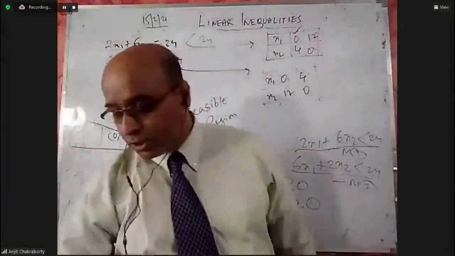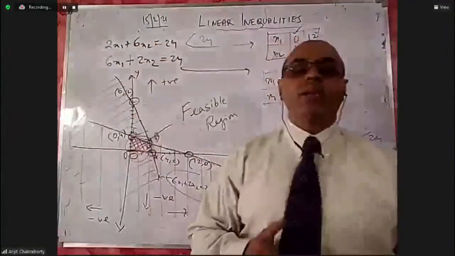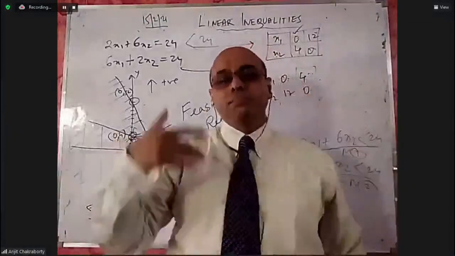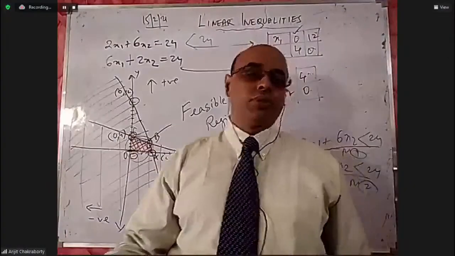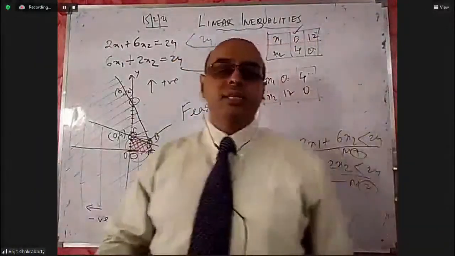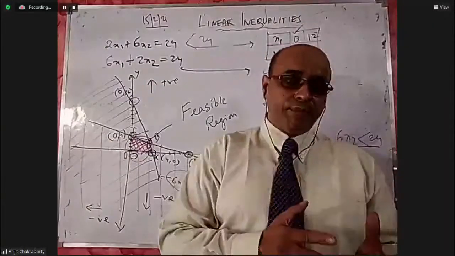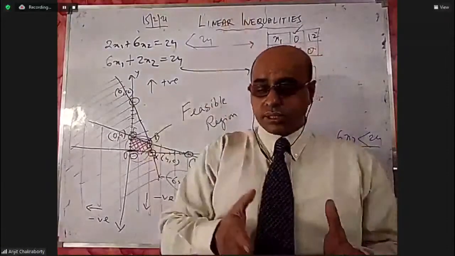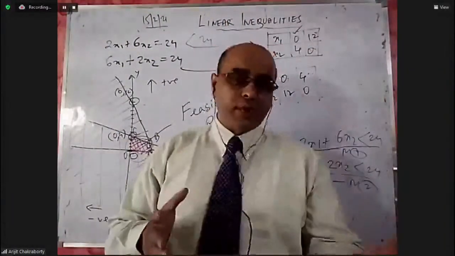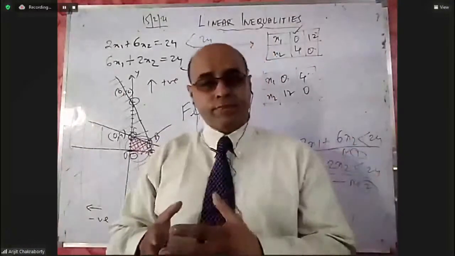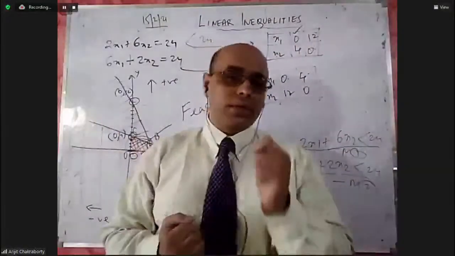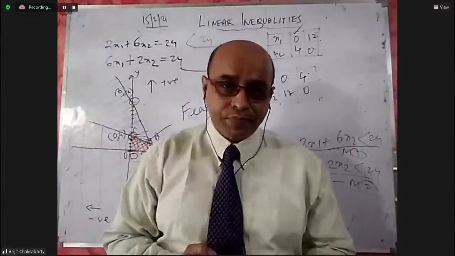The load came to 2x1 plus 6x2, and this has to be less than or equal to 24, because the machines can run for up to 24 hours. Similarly, for the next equation, 6x1 plus 2x2 is less than or equal to 24. This is the total loading on machine 2 for both X1 and X2 units, that is, for both product A and product B. So we found out the load on both the machines. This is nothing but the constraint, the limitation.